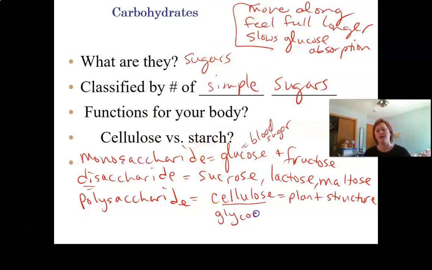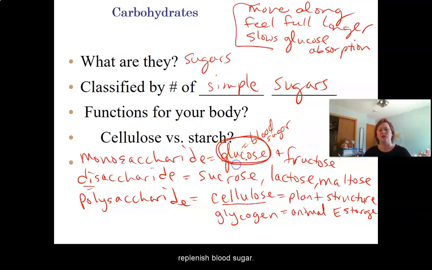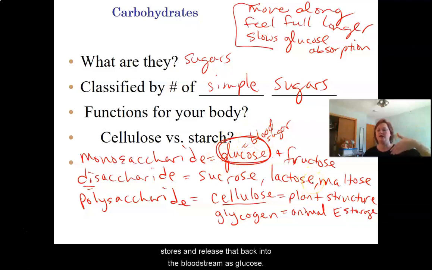Glycogen is an animal energy storage molecule. So you store glycogen in your liver and muscles, and it allows us to very quickly replenish blood sugar. So if your blood sugar drops, you break down glycogen stores and release that back into the bloodstream as glucose.